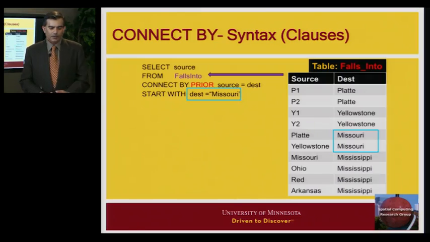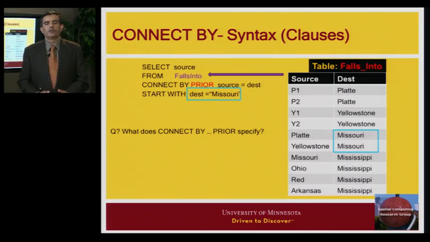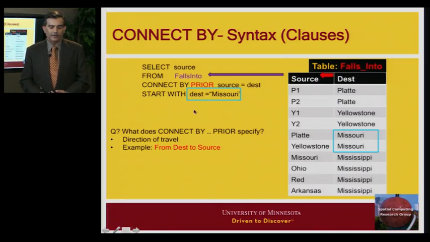Okay. So now a natural question is, what does the connect by prior clause do? You can probably guess it is specifying the direction of travel. Starting with Missouri, do you want the successors or predecessors? In other words, if you think about this red arrow, if you want to go from destination to source, in other words getting predecessors, which rivers contribute water to Missouri, then you could specify this, as it is shown in this statement.